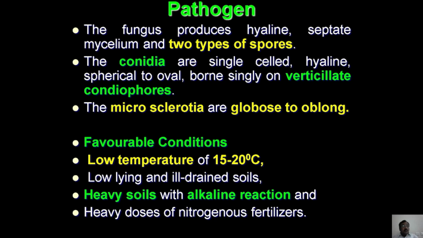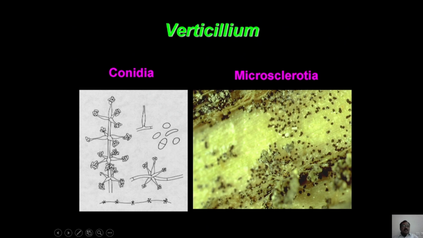And the pathogen produces two types of spores, the conidia, which are single celled, hyaline, spherical or oval, and borne singly on the verticillate conidiophore, while it also produces microsclerotia, which are globose or oblong in shape and which remain in the infected plants. The low temperature of 15 to 20 degrees Celsius, water stagnation and high soil moisture favor the development of disease. Heavy soils with alkaline reaction favor the disease development. Heavy doses of nitrogenous fertilizers favor the development of Verticillium wilt. This is the verticillate arrangement of Verticillium conidia, and this is the presence of microsclerotia in the infected plant tissues.